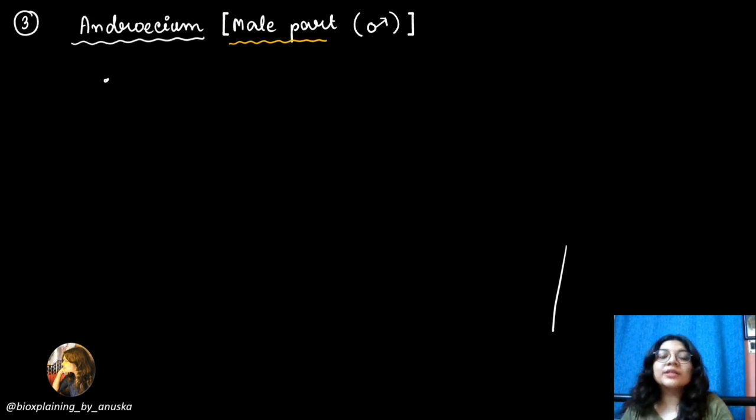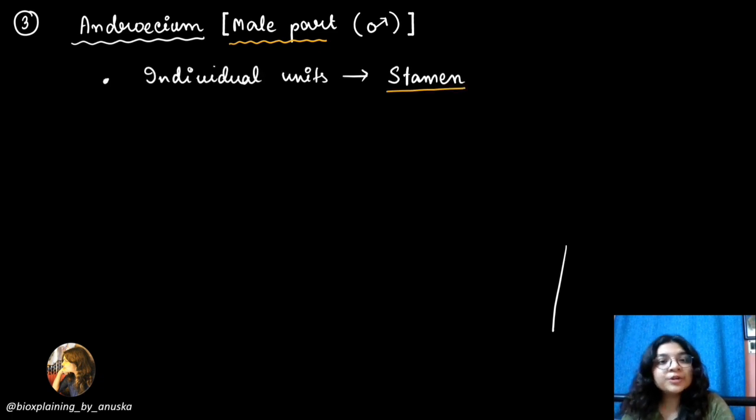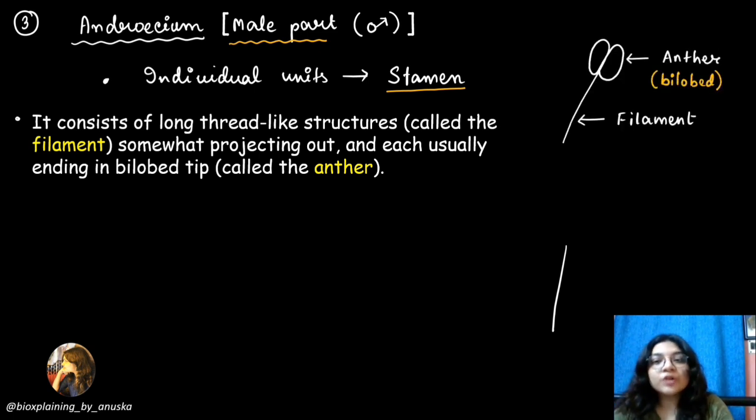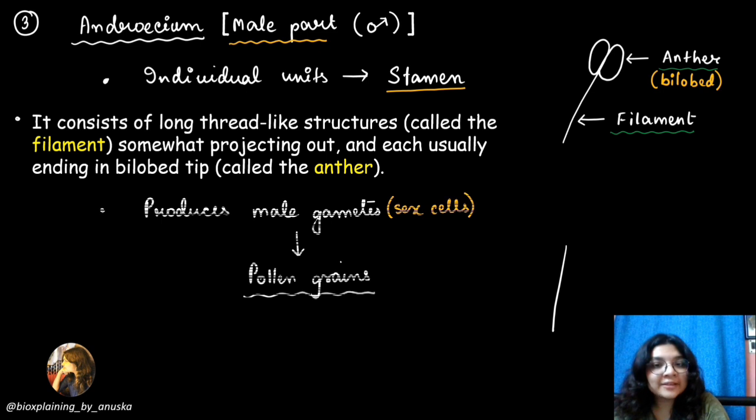Okay, so we are done talking about the first whorl, which is the calyx. We are done talking about the second whorl, which is the corolla. Now let's talk about the third whorl of a flower, which is the Androecium, and that is the male part of the flower. The individual units of the Androecium are what we call the stamens, and the stamen has two parts to it. What are they? If you look into the diagram, this filament is what? It is the long thread-like structure, and the other part, that is the tip of the filament, has a bilobed structure which is known as the anther.